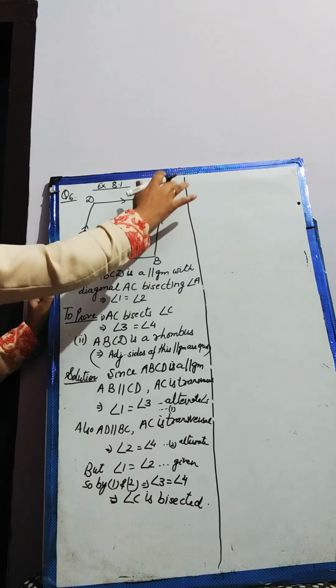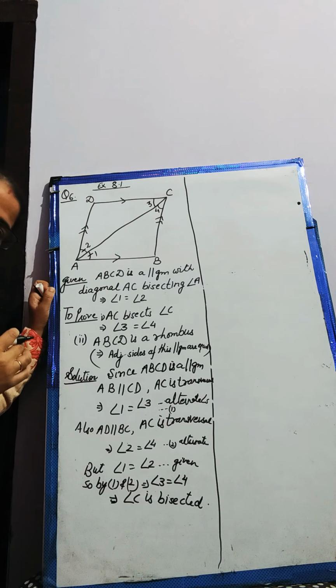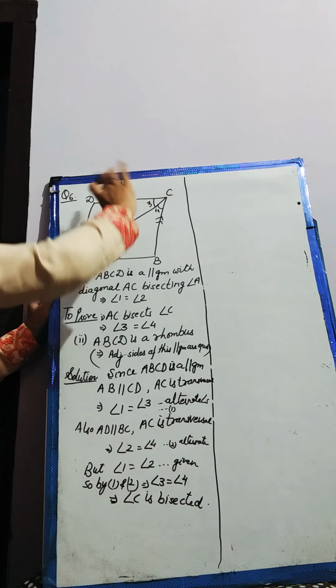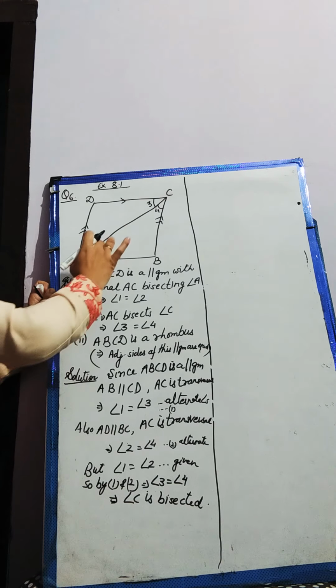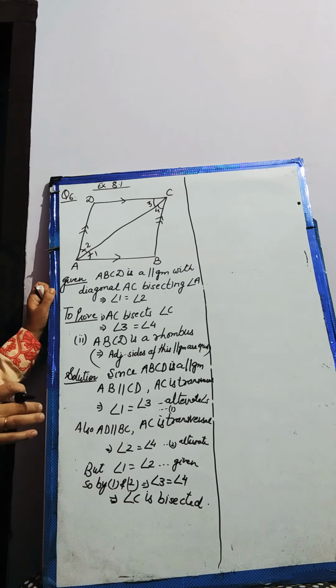This line is parallel to this, and this is the transversal. This angle will be equal to this angle. Why? Because they are alternate. Similarly, these two are alternate angles. But these angles are mutually equal, so this angle will be equal to this angle. It means angle C is bisected.